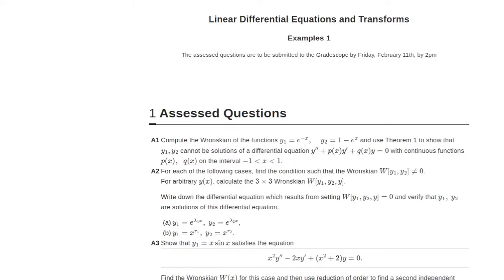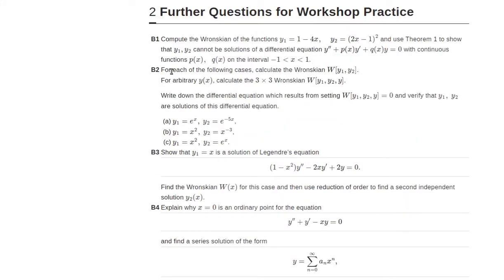Welcome to this video. We're going to be dealing with the second problem of the first example sheet of MATH2375. So here is the question. For each of the following cases, where we give you three sets of functions, first calculate the Wronskian, and then, for an arbitrary function y, calculate the 3×3 Wronskian, and then write down the differential equation which results from cancelling this Wronskian, and then verify that the functions that we've provided are solutions of these equations.